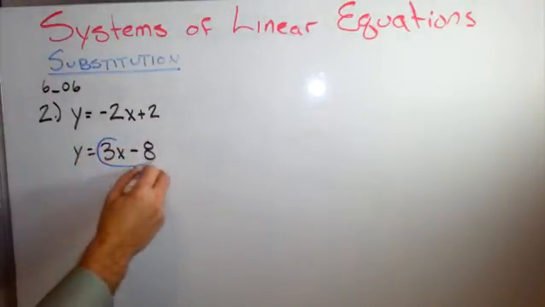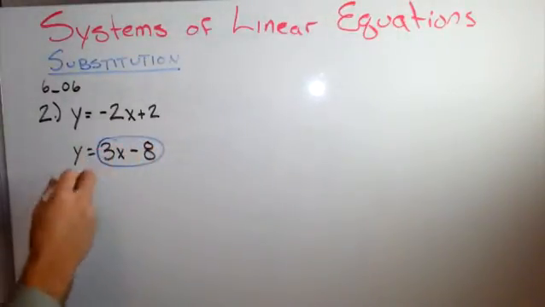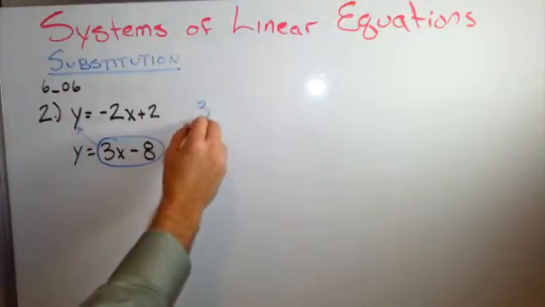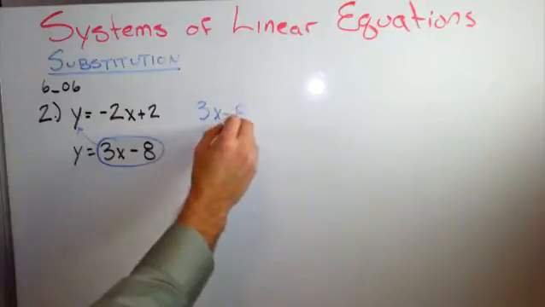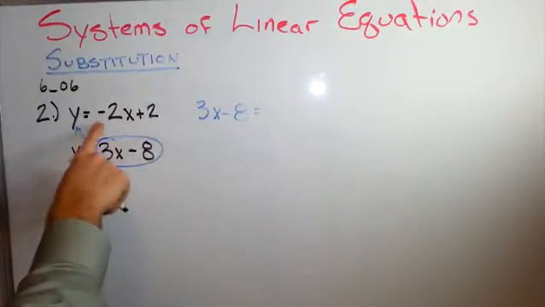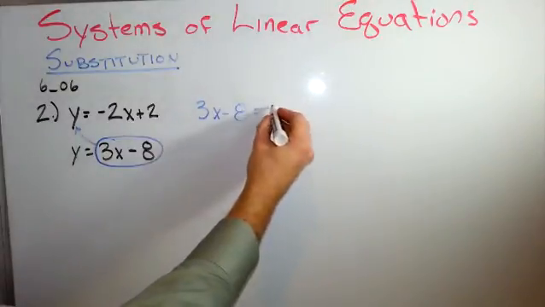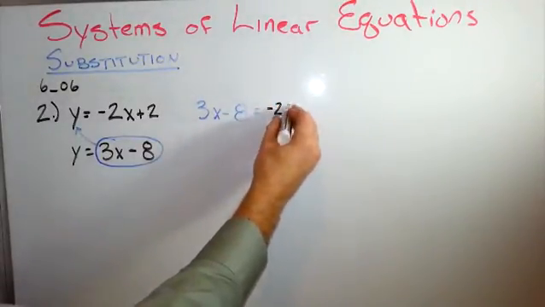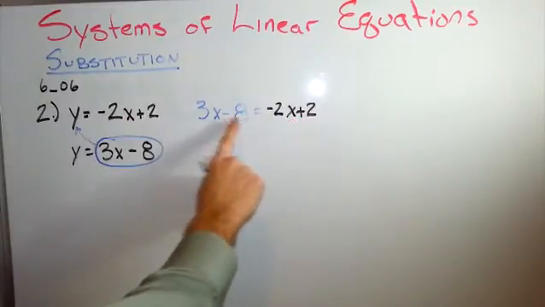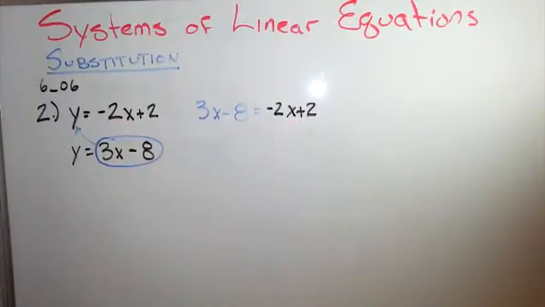Instead of writing y on the first equation, I'm going to write 3x minus 8. That's the substitution right there. 3x minus 8 instead of y is equal to the rest of the equation, negative 2x plus 2. And now we see we have one equation, one unknown variable. We can use our basic equation solving skills to complete this process to find x.